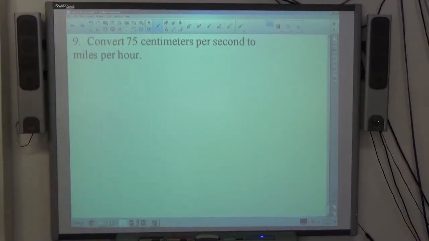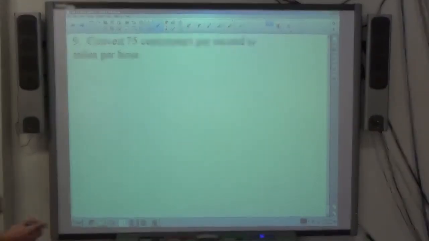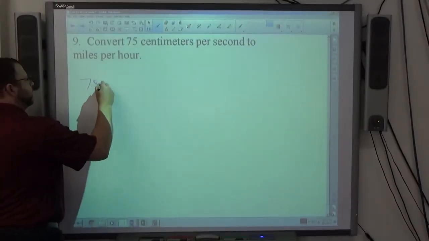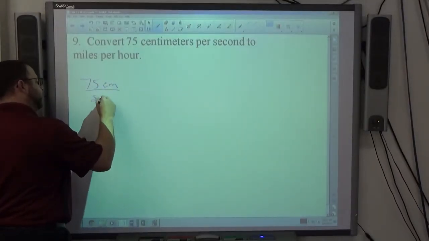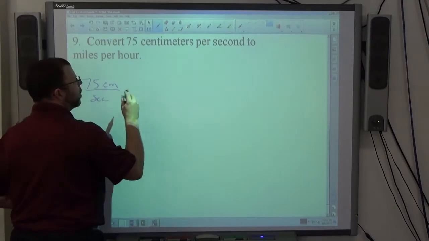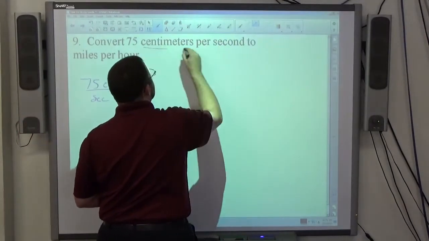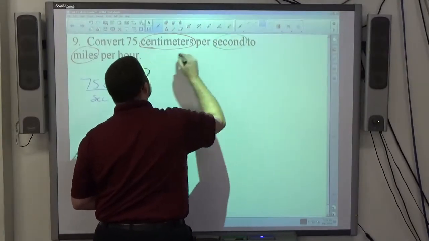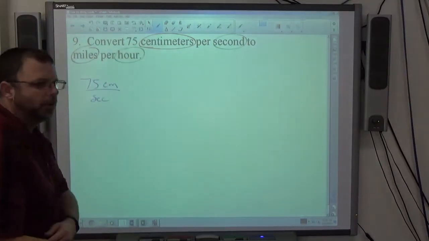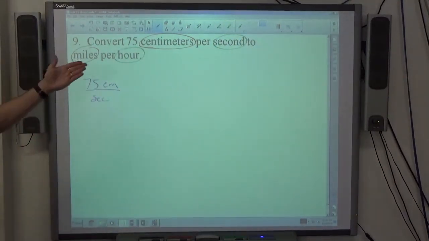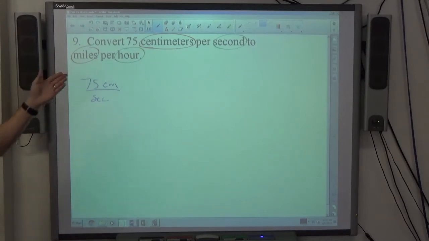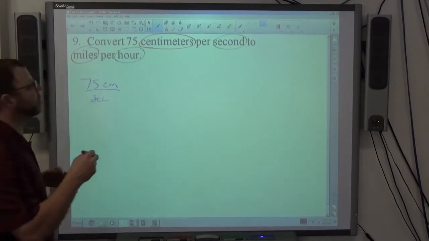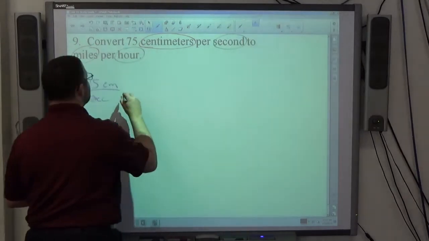Number 9, convert 75 centimeters per second to miles per hour. So I'm trying to convert centimeters to miles, and I'm trying to convert seconds to hours. And it doesn't matter which one you do first. Just know that centimeter to mile conversion has no bearing on the second to hour conversion and vice versa. So let's start with the centimeters to miles.